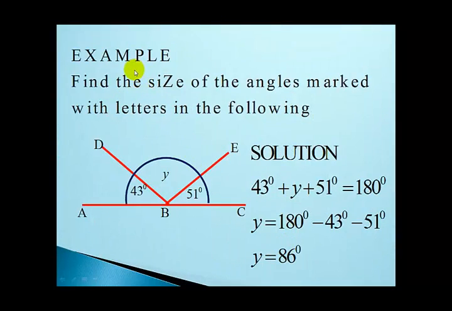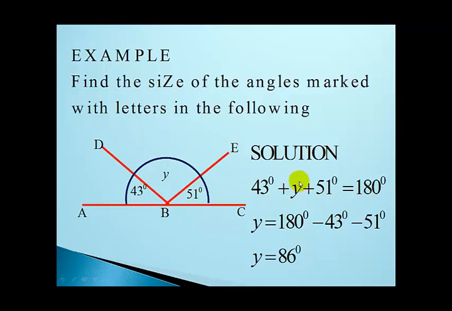Now, let's look at this example. Find the size of the angles marked with letters in the following diagram. When we consider the first diagram, ABC is a straight line. We have three angles on the line ABC, and the angles are 43 degrees, y, and 51 degrees. We know that the sum of the angles on a straight line is equal to 180 degrees. And therefore, 43 degrees plus y plus 51 degrees is equal to 180 degrees.